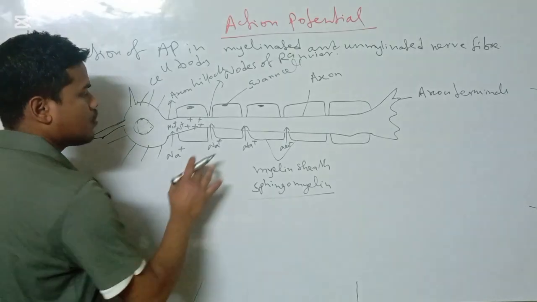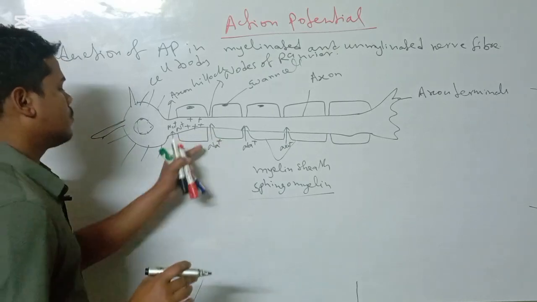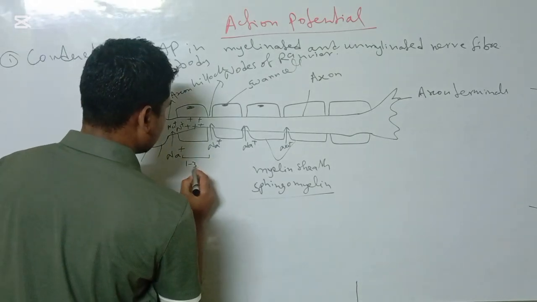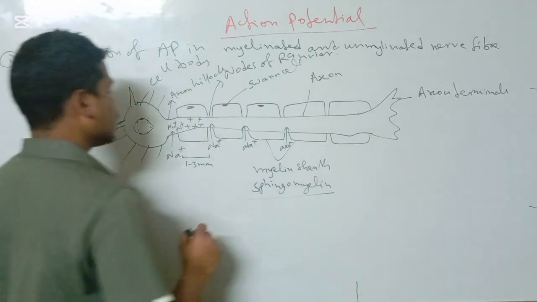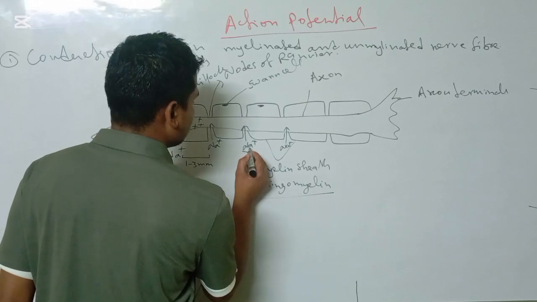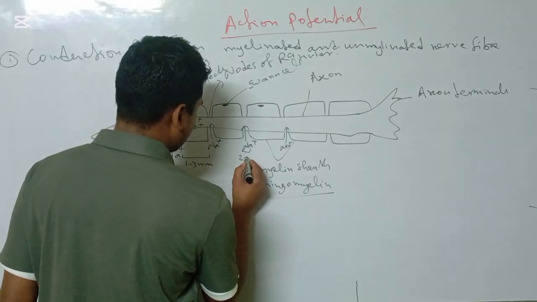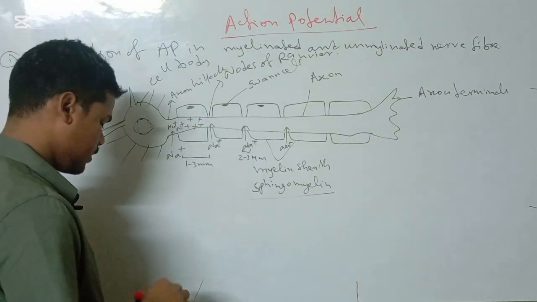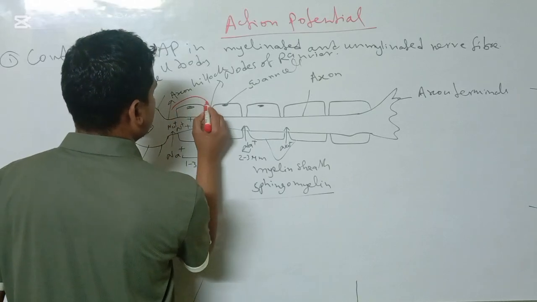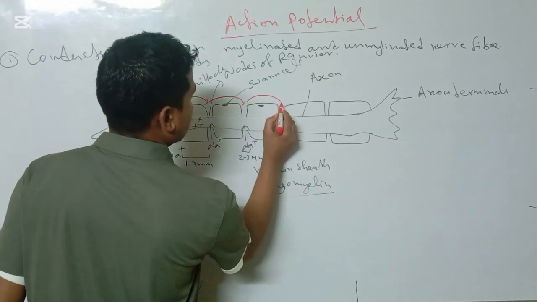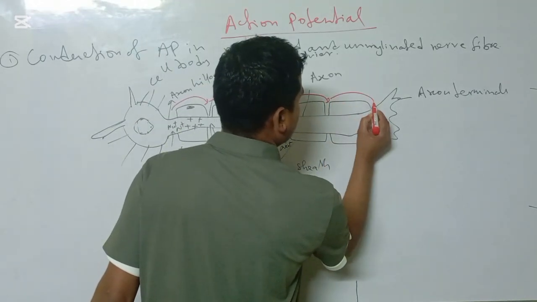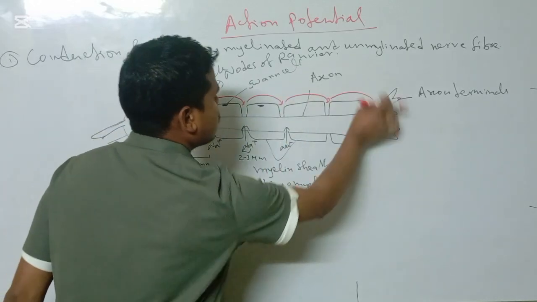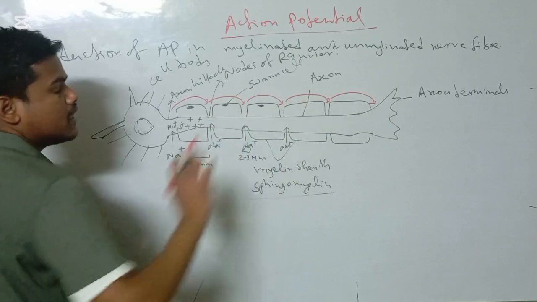And if you want to know, though not necessary, the space or length between two nodes of Ranvier will be 1 to 3 millimeter, and the width of these nodes of Ranvier will be 2 to 3 micrometer. So how is the transmission here? From here, in this manner, the transmission of the impulse will take place by jumping certain spaces in the myelinated nerve fiber.